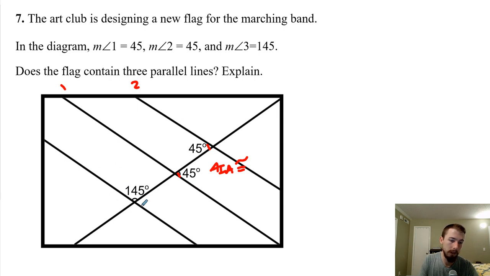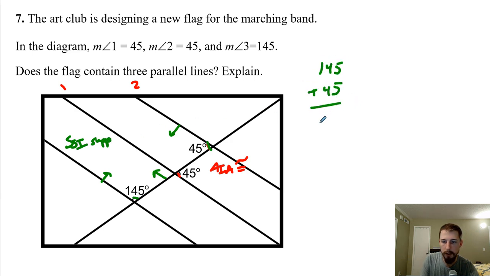But are they parallel to this line over here? Let me change colors because I can. If we look at this line and this line here, those are on the same side of the transversal and the interior of the parallel lines. So they are same side interior angles, which means they must be supplementary. If I add them up, 145 plus 45 is equal to 190, which is not the same as 180. So they are not supplementary. They're more than that, which tells us that these lines are not parallel. So we have 2 lines that are parallel, but this line is not parallel to the other. In fact, they would intersect if we kept going. So does the flag contain 3 parallel lines? No, it contains 2 parallel lines.